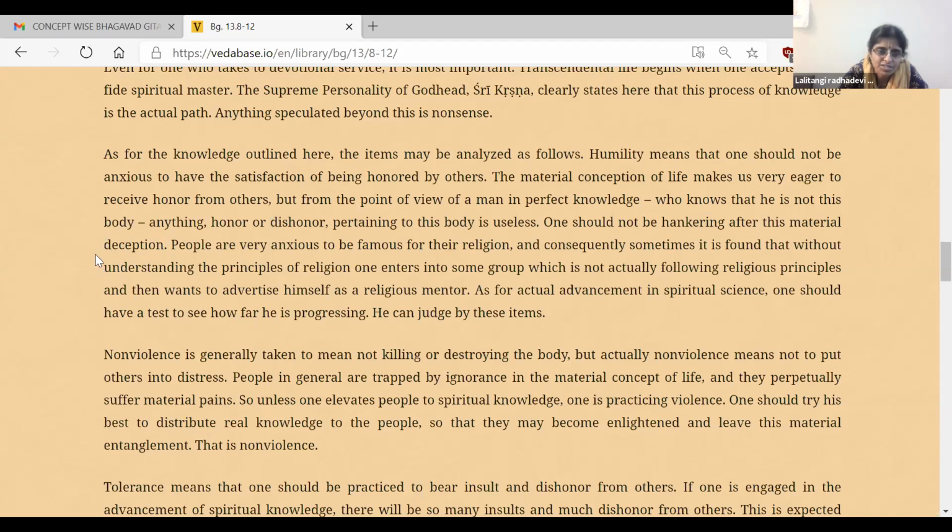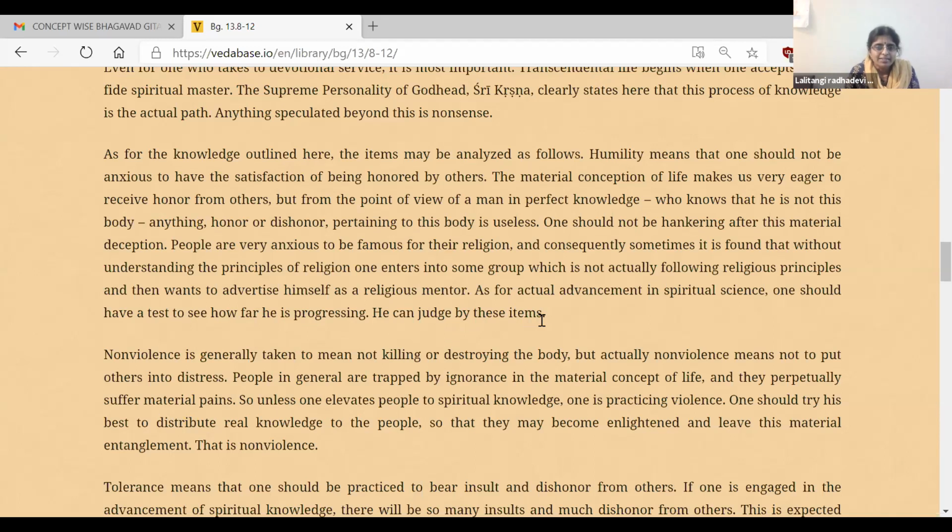Prabhupada calls honor and dishonor as material deception. People are very anxious to be famous for their religion, and consequently, sometimes it is found that without understanding the principles of religion, one enters into some group which is not actually following religious principles and then wants to advertise himself as a religious mentor. As for actual advancement in spiritual science, one should have a test to see how far he is progressing. He can judge by these items.